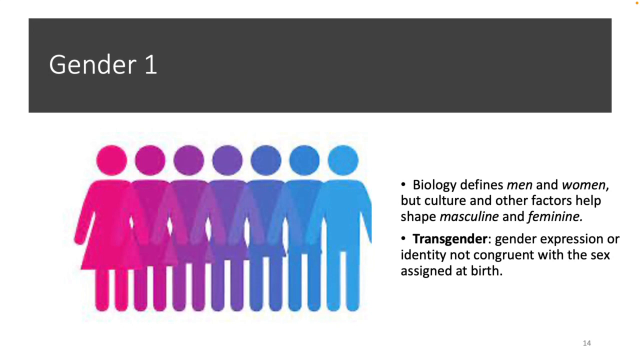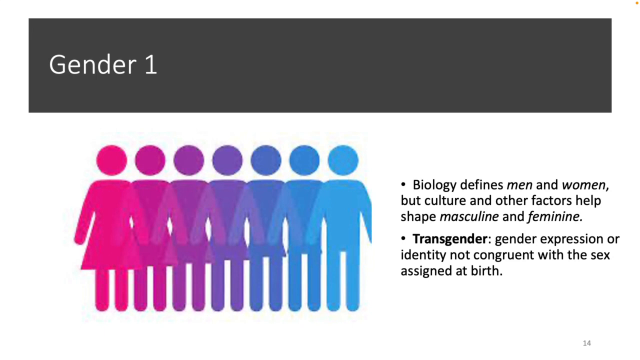But then we also have gender, and gender is a socially constructed notion of how one feels, and it's generally termed as masculine and feminine. And then transgender is the gender expression or identity that's not congruent with the sex assigned at birth.